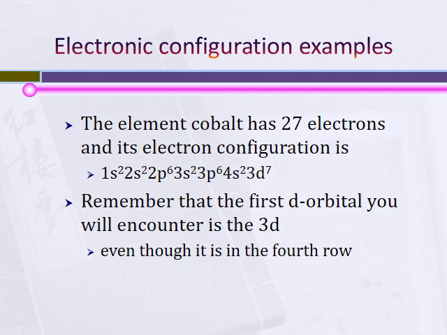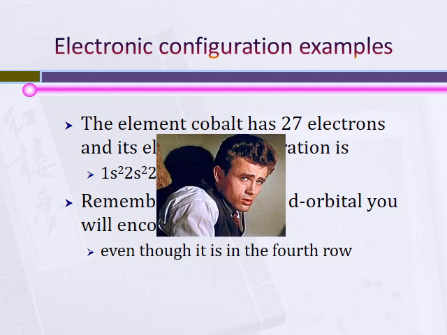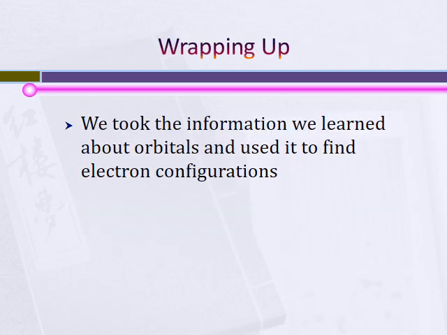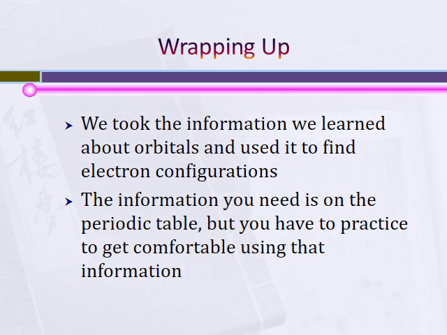So the periodic table was working so well until we encountered a transition metal. Remember what we said about transition metals. They are the rule breakers in chemistry. But if you just remember the first d orbital you encounter is the 3d, you will be fine. So we took this information, we learned about orbitals, and we used it to find electron configuration. There's a lot of practice in the homework, so go through and do those electron configurations. The more you practice, the easier it will get.